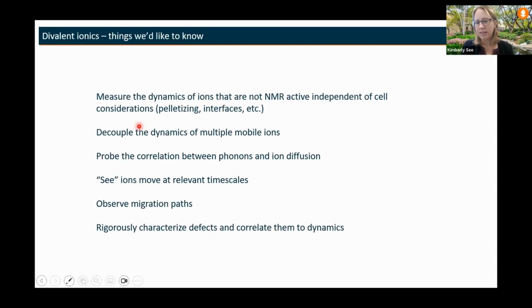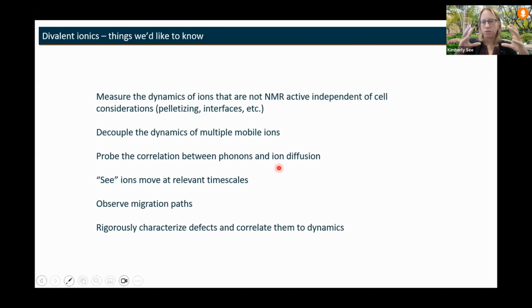So we don't have to worry about pelletizing or interfaces. If you've ever done a measurement on a solid state electrochemical device, it's very finicky. So if we can get away from that, that would be great. We really want to be able to decouple the dynamics of multiple ions. We want to be able to probe the correlation between phonons and ions.